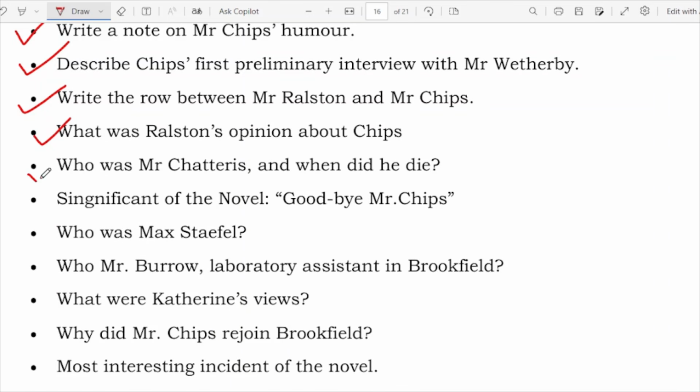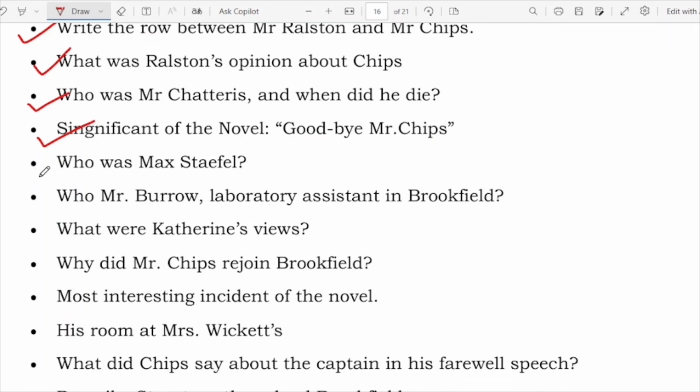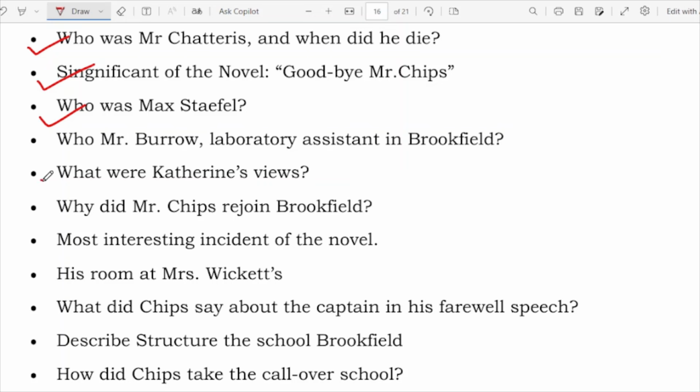Who was Mr. Chatteris and when did he die? Significance of the title of the novel, Goodbye Mr. Chips. Who was Max Staefel? Who was Mr. Brown, laboratory assistant in Brookfield? What were Catherine's views? Okay. Why did Mr. Chips rejoin Brookfield? Most interesting incidents of the novel. This is a frequently selected question for board exams.